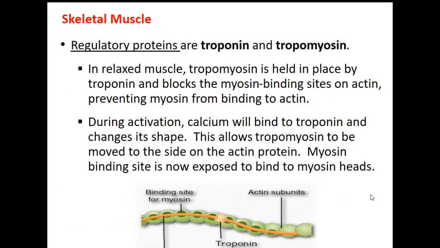Okay, here again we see a different kind of diagram showing that the binding sites on the actin, binding sites for myosin on the actin molecule, normally are covered by this tropomyosin molecule. But this troponin is attached to the tropomyosin. And when this troponin changes shape, it'll pull the tropomyosin off the binding sites.